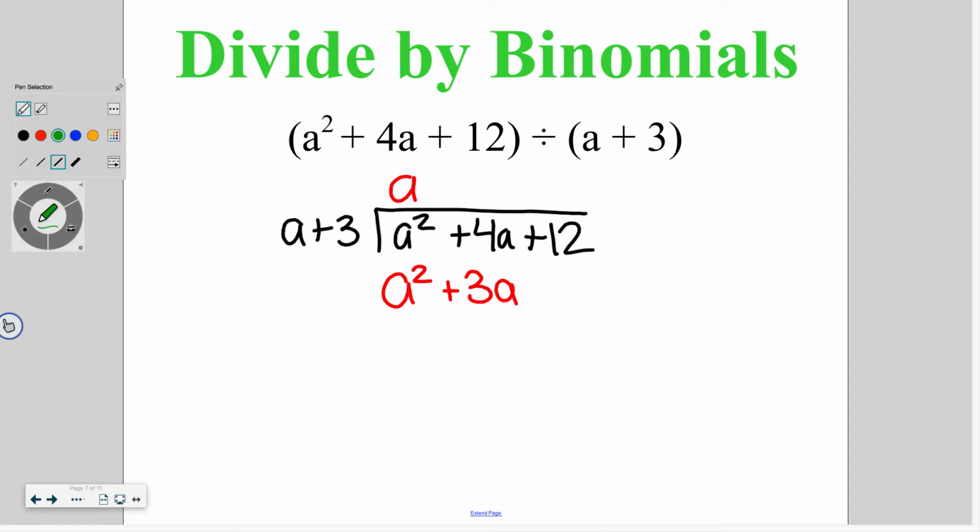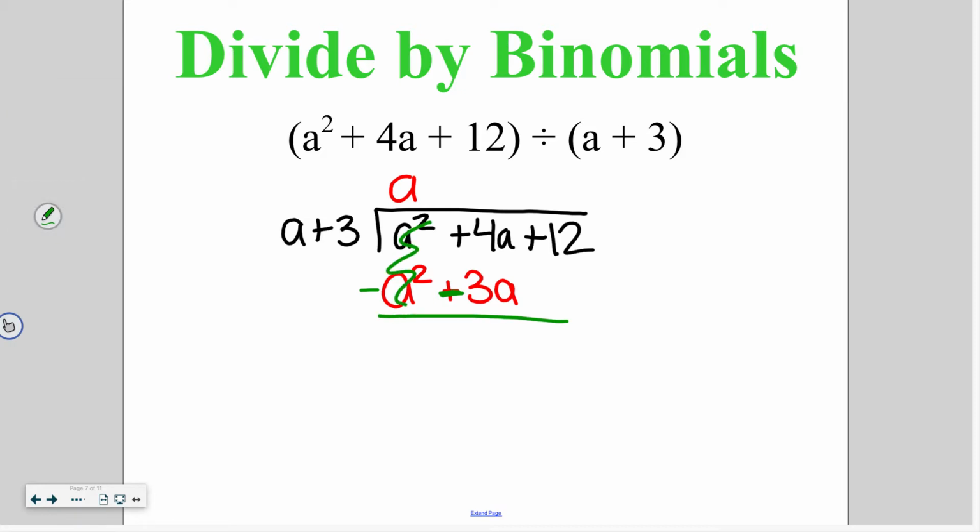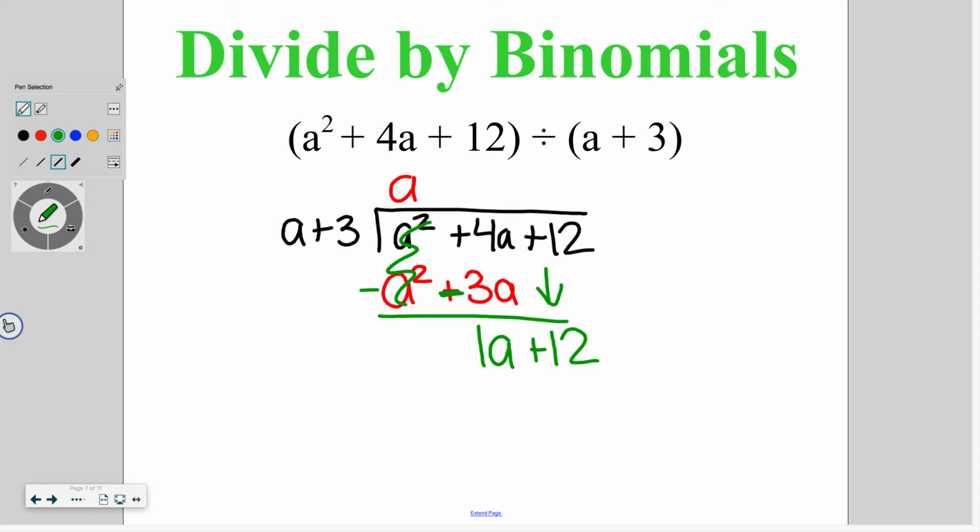Then we're going to go in and subtract both of those. So a squared minus a squared cancels out. 4a minus 3a gives me 1a. Bring down the plus 12. Then we've got what times a gives me 1a. The answer to that is 1.